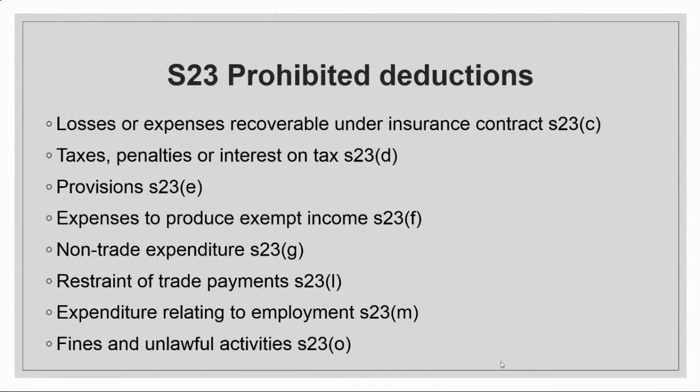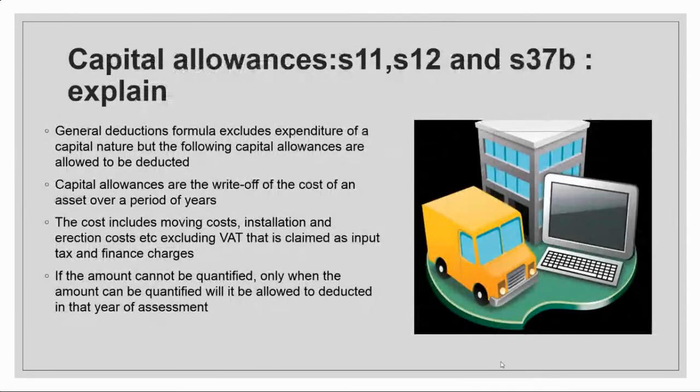And then expenditure relating to employment. So that is if you're an employee, you cannot deduct, for example, your travel expenses from home to work, or expenditure to buy clothes for work, you will not be allowed to deduct it. And then fines and unlawful activities. So that is, for example, bribes that you pay will not be allowed to be deducted.